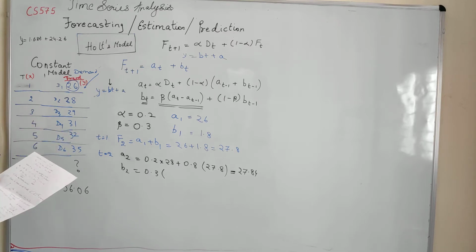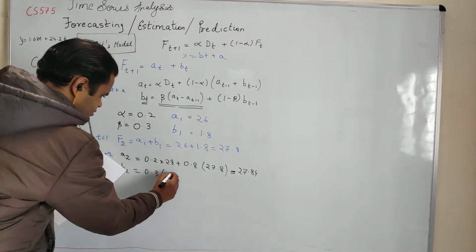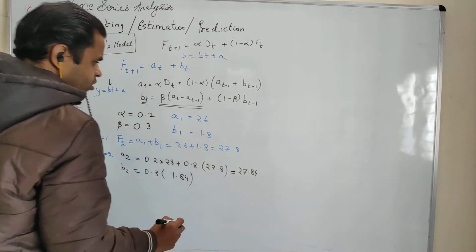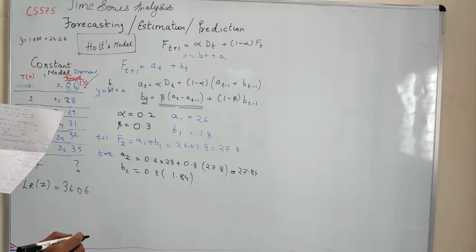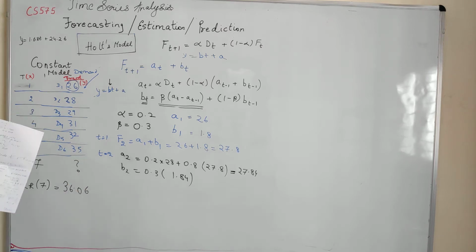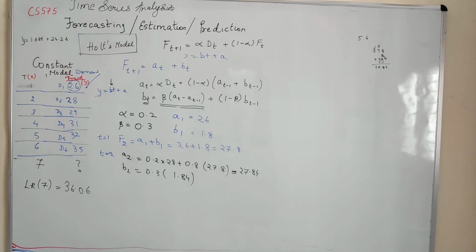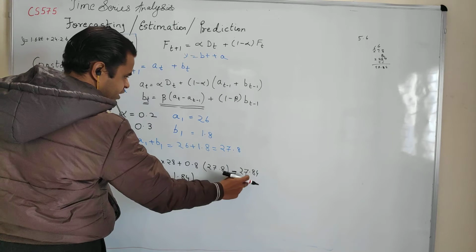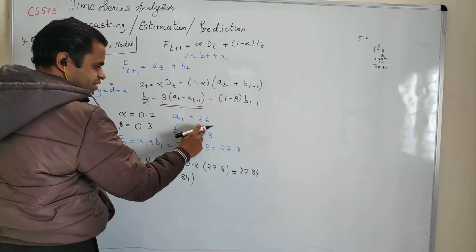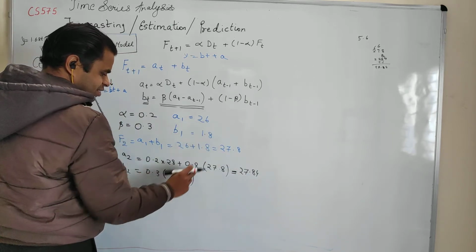So 0.3 into it directly, class. So this is 1.84. I'm just pausing the video for calculation verification. Yeah, okay class. So this was A2. So A2 is 27.84 minus A1, which is 26. This minus this is 1.84.